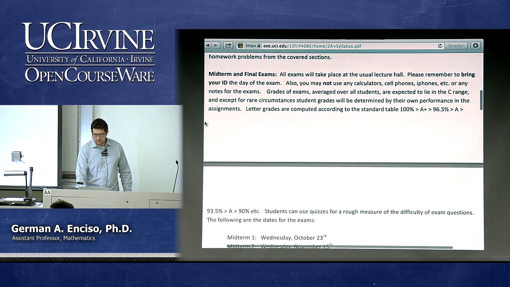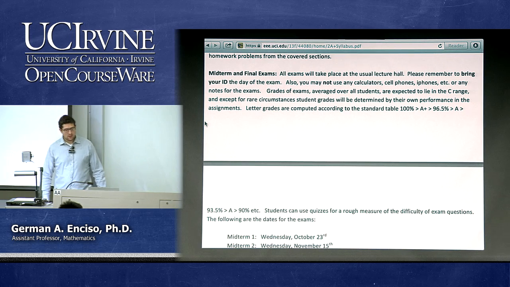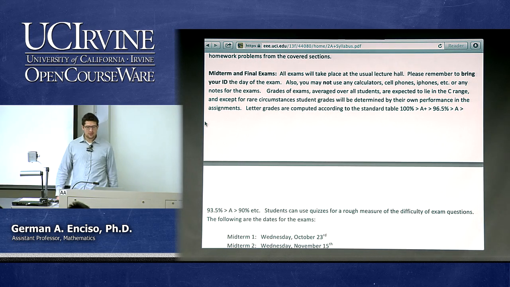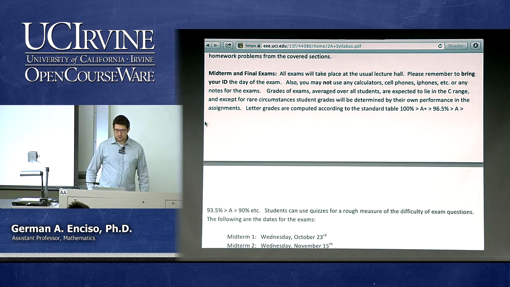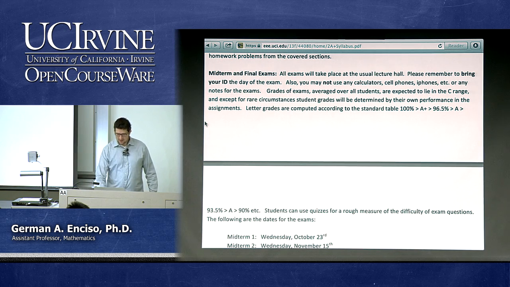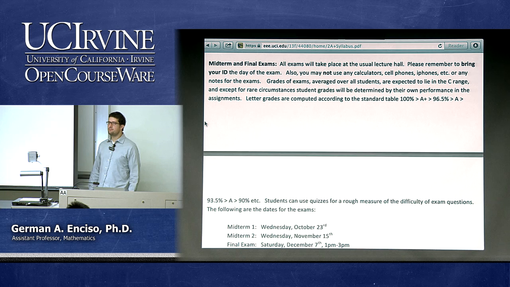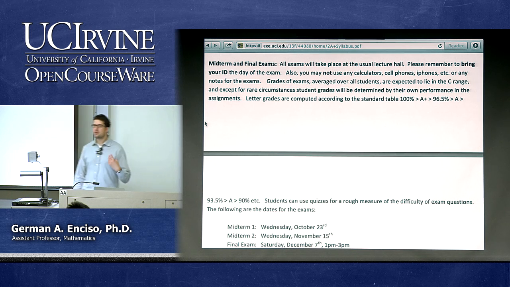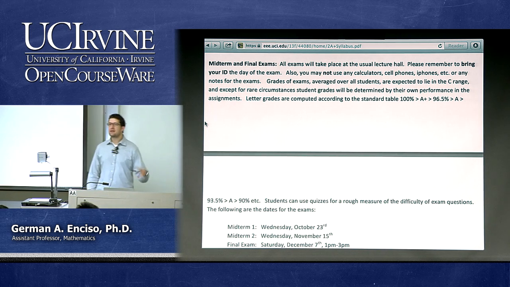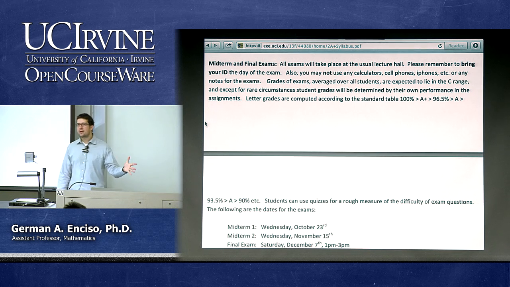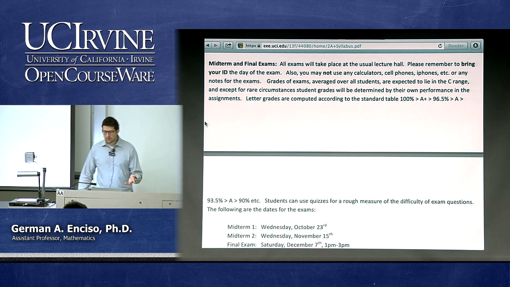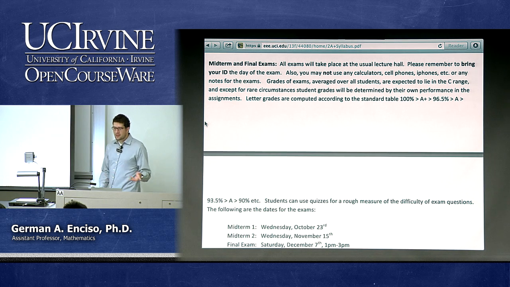Midterm and final exams. You should bring your ID the day of the exam. You may not use any calculators, cell phones, iPhones, or anything that beeps. Grades of exams are expected to lie in the C range. So if everybody does really badly, in an exceptional case, we can raise everybody's grades a little bit. That's what in the US we call a curve, okay? I'm going to hear a lot about curves this quarter, more than I would prefer to.